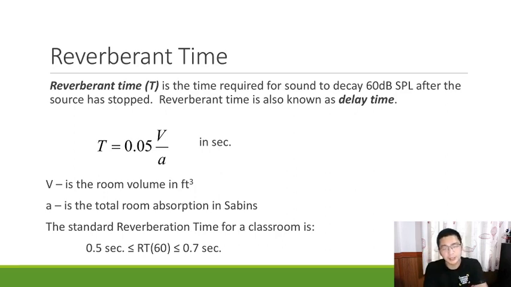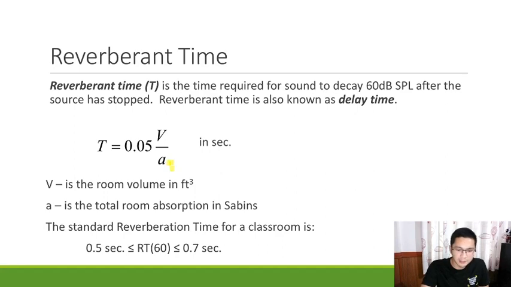This is the time required for sound to decay to 60 dB SPL after the source has stopped. Reverberant time is also known as the delay time. It is the time it takes for the echoes to no longer have a significant effect on our hearing. The formula is very short. The reverberation time T is equal to 0.05 times V over alpha, wherein V is the room volume in cubic feet, and alpha is the total room absorption in Sabin. So, this is actually alpha T.